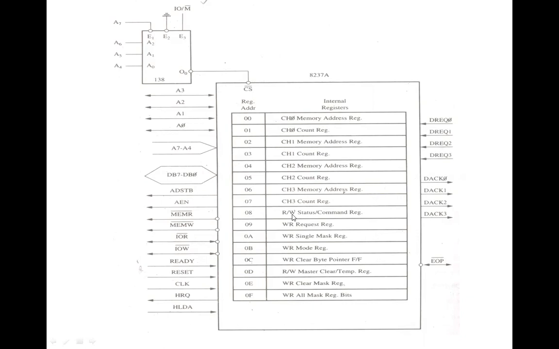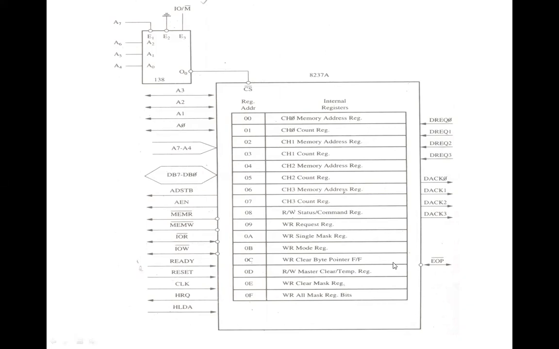8237 controller. Then we have the end of process signal. It is also bidirectional. This end of process is an active low bidirectional signal, and information concerning the completion of the DMA service is available at the bidirectional EOP pin. And the 8237 allows any external signal to terminate an active DMA service by pulling this EOP pin low.